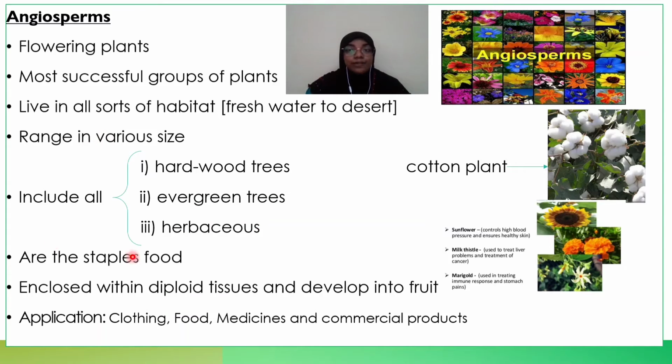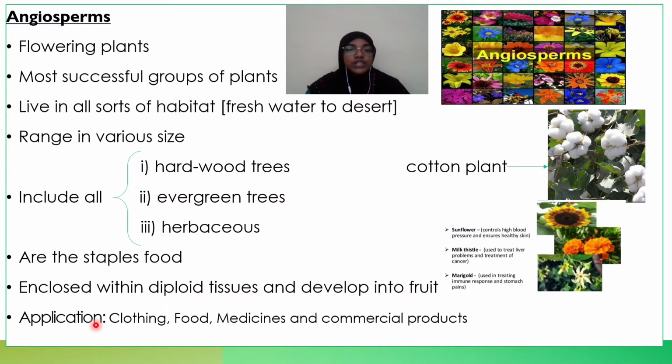Angiosperms are the staple foods. For example, our staple food is rice, right? Rice is from paddy plants. So the paddy plant is actually a species of angiosperm. And then angiosperm seeds are enclosed within diploid tissues and develop into fruits. So an angiosperm is a flowering plant, and from the flower, it develops into fruit.